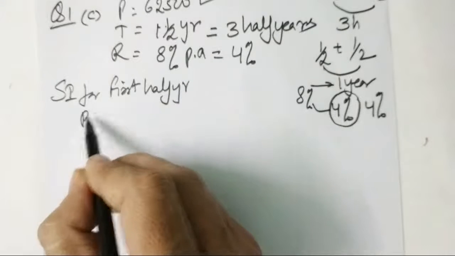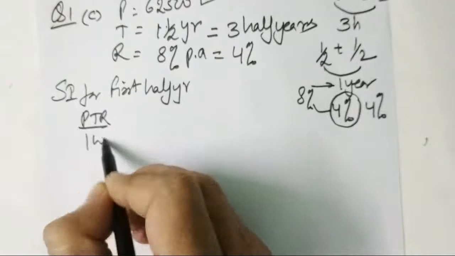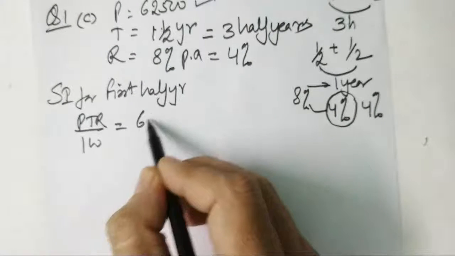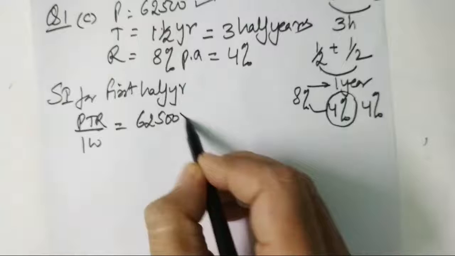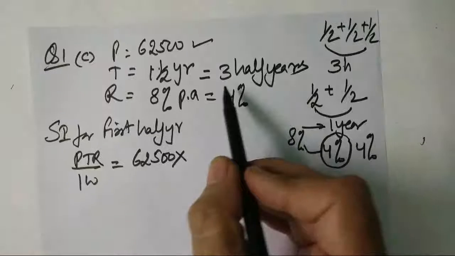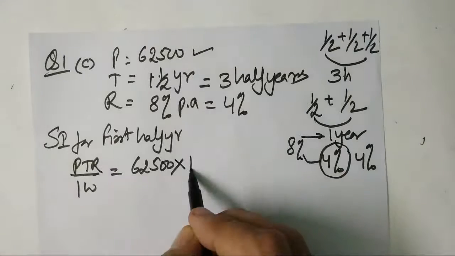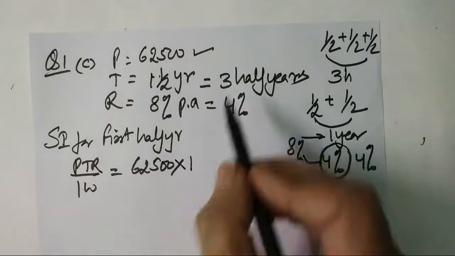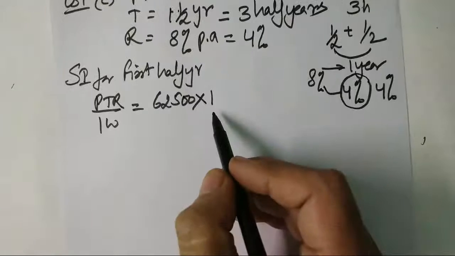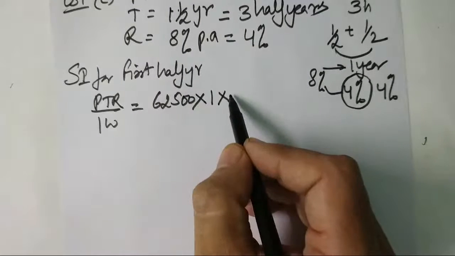Formula will be same, which will become 6250 into time. Now time is half year. 3 half years means first half year. So I have to put time as 1 and rate as 4.